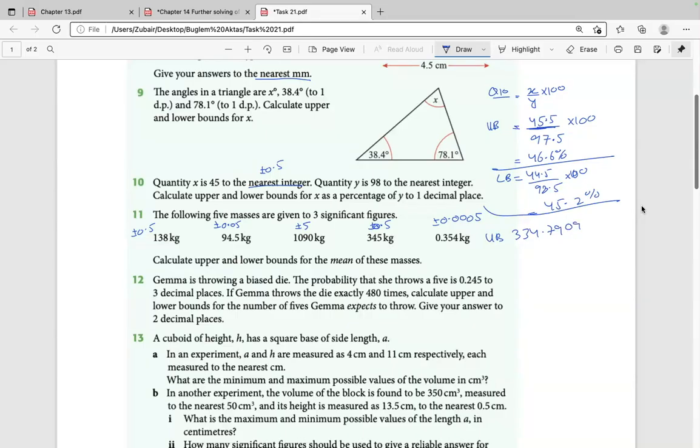Now using those same values but with a negative sign, like 138 minus 0.5. So changing the signs of the uncertainties to negative, you can use a single bracket, and divided by 5. So I'm getting the lower bound as 332.3607.